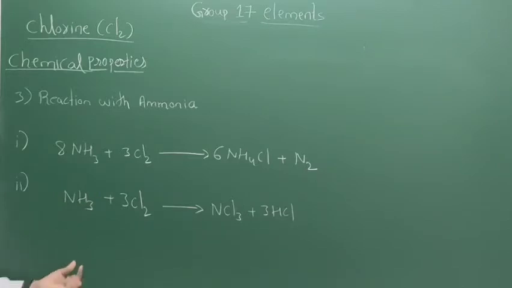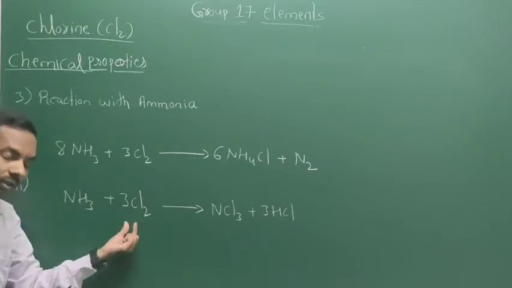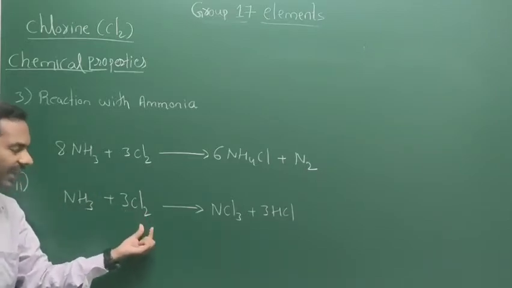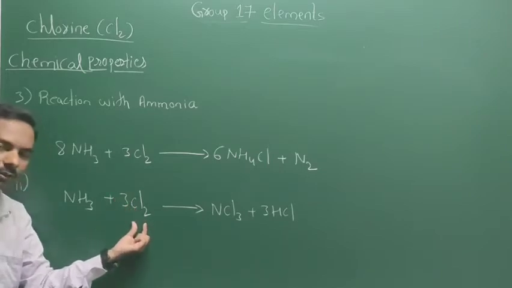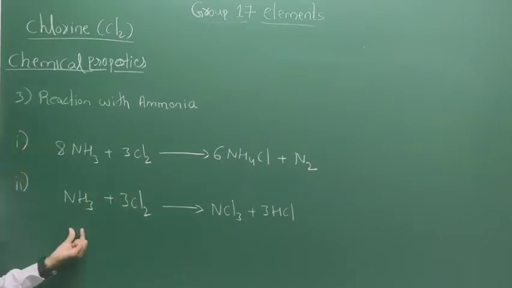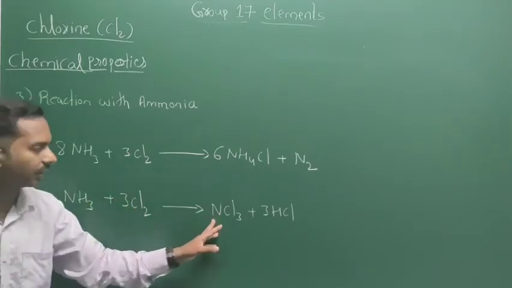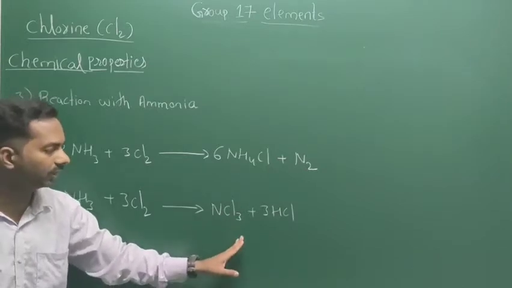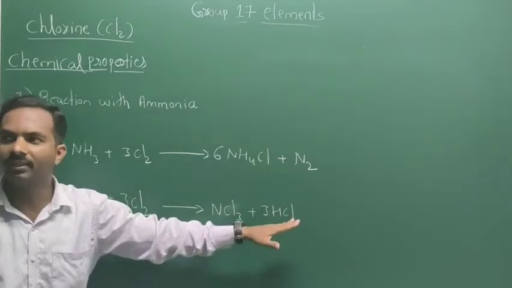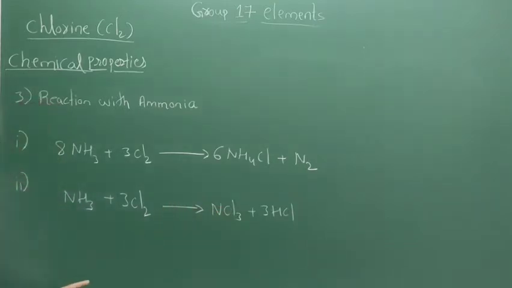So second one, if we take excess of chlorine, and ammonia reacts, formation of nitrogen trichloride takes place along with HCl. So this is about the reaction with ammonia.